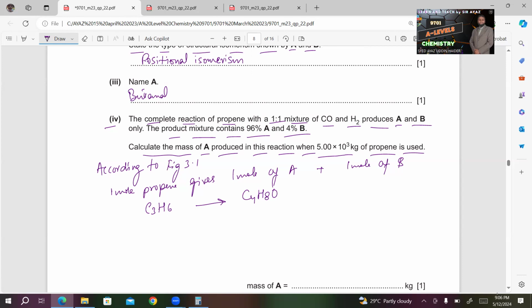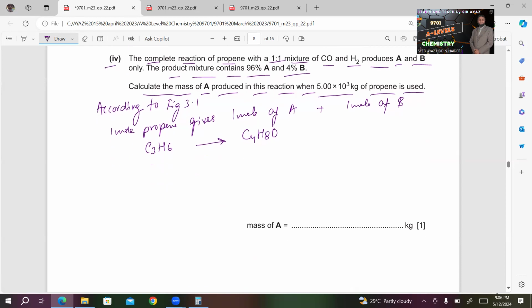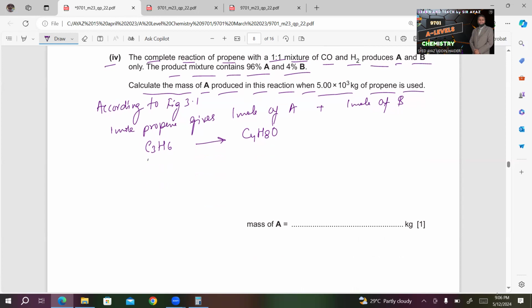So we need to calculate the Mr of C3H6 and C4H8O, and we will express this in kilograms. So for propene, it's 42. So I will write 42 kilogram gives, what about butanal? It's 72. I will write 72 kilogram. Therefore, 5,000 kilogram gives X kilogram. So we'll do the cross. We will get X is equal to 72 multiplied by 5,000 and divided by 42.